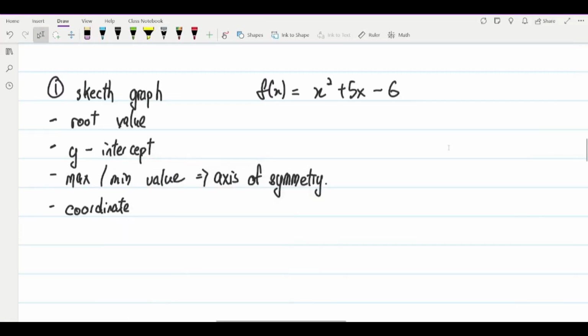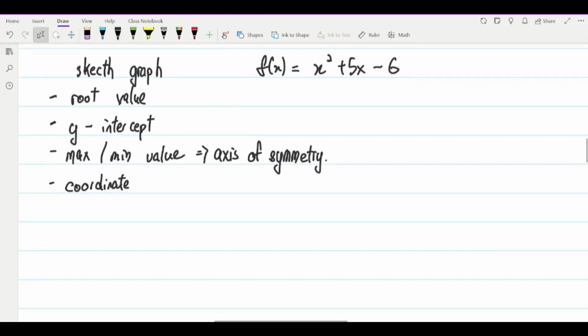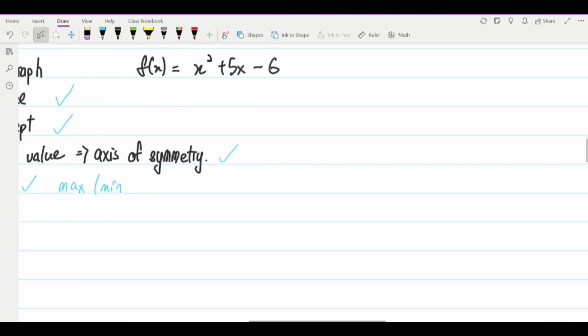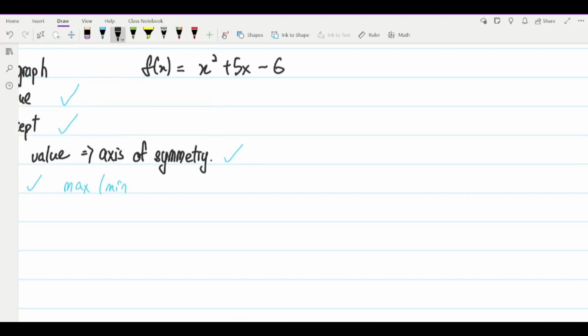Right, let's move on to sketch the graph. When we sketch the graph, we want to find the root value and y-intercept value and maximum minimum value using the axis of symmetry, and find the coordinate for maximum or minimum value. So the first one, we will find the root value. How to find the root value? We need to identify A, B, C value. A value will be 1, B value will be 5, C value will be negative 6.